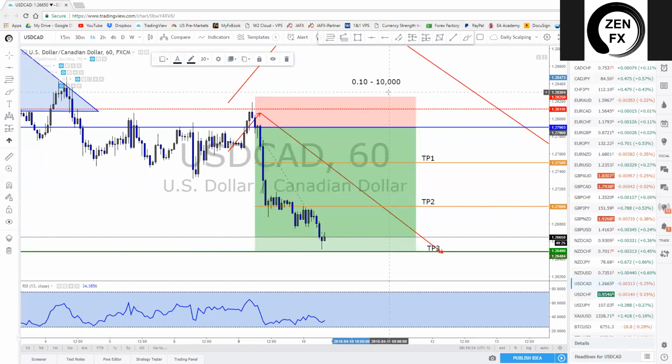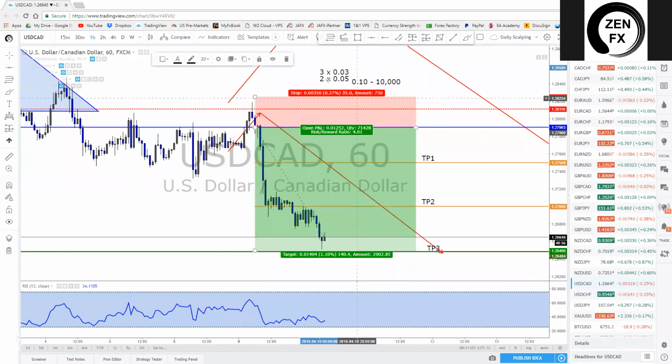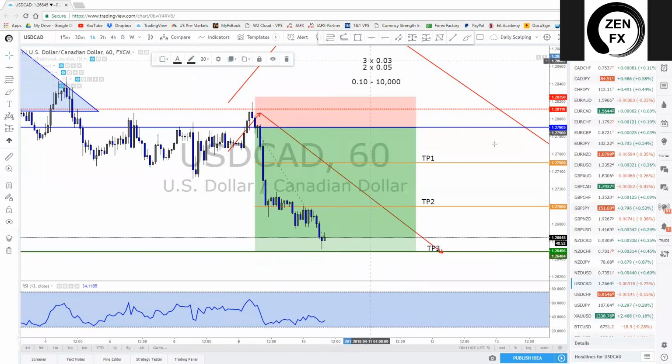But if I can risk one mini lot on my account, depending on how many take profits I have, I might enter three positions at three micro lots, or I could split it up into two. I'll take two positions at five micro lots. So I'm basically setting multiple positions at my entry. I'm entering multiple times. Then when I hit take profit one, I close out one position.